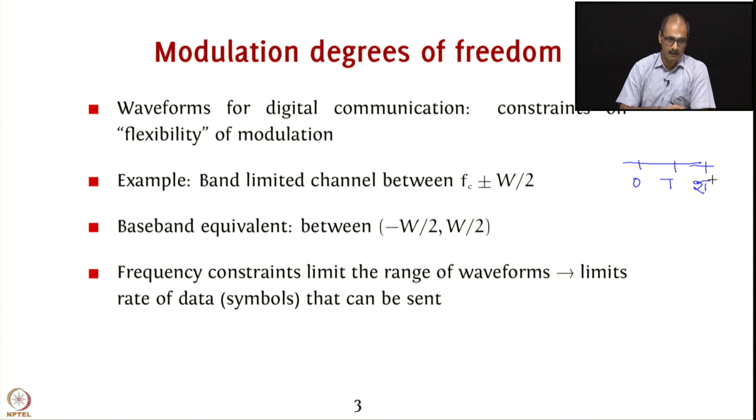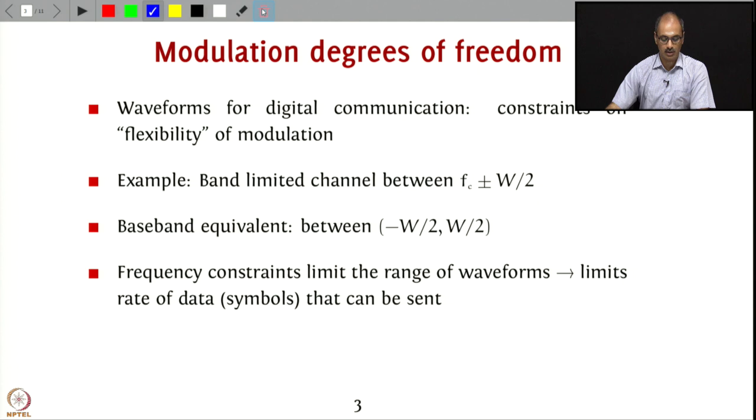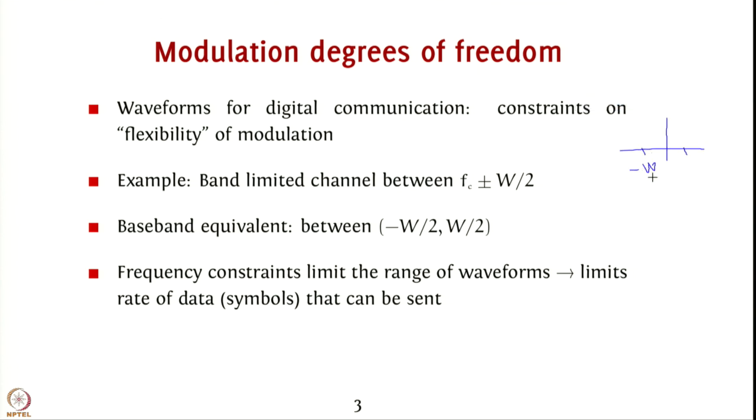So let us take a simple example. We have a band limited channel between FC plus W upon 2 and FC minus W upon 2. As you have seen in the context of the complex baseband equivalent, this can be looked upon as a baseband channel between minus W upon 2 to W upon 2. Of course, you can keep FC in the background, it is there. But for analyzing the system, you just need to look at a signal which is between minus W by 2 and W by 2. Now, the point is that if you look at all signals that are between minus W by 2 and W by 2, you can vary this particular amplitude and get a different class of signals. But these are fundamentally band limited. The maximum frequency that you can have in your signal is bounded above by W by 2.